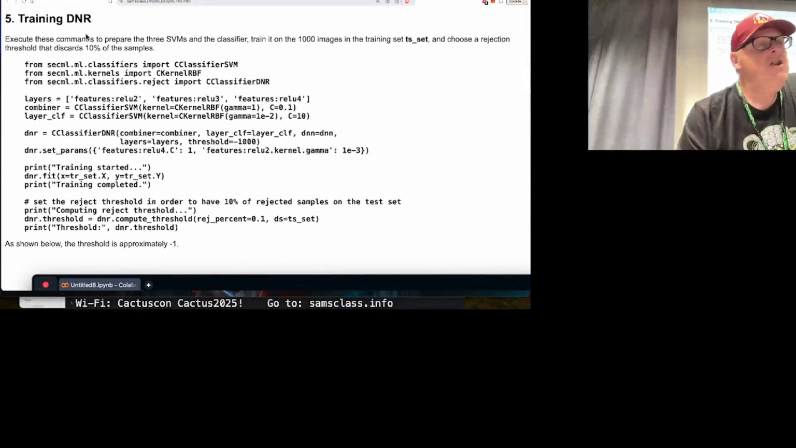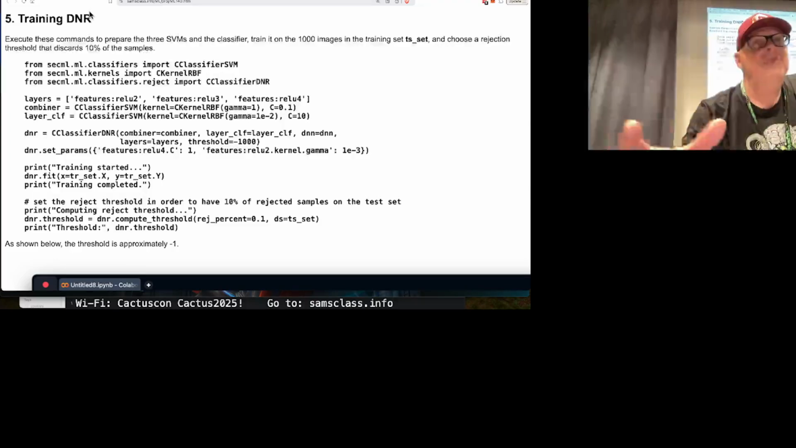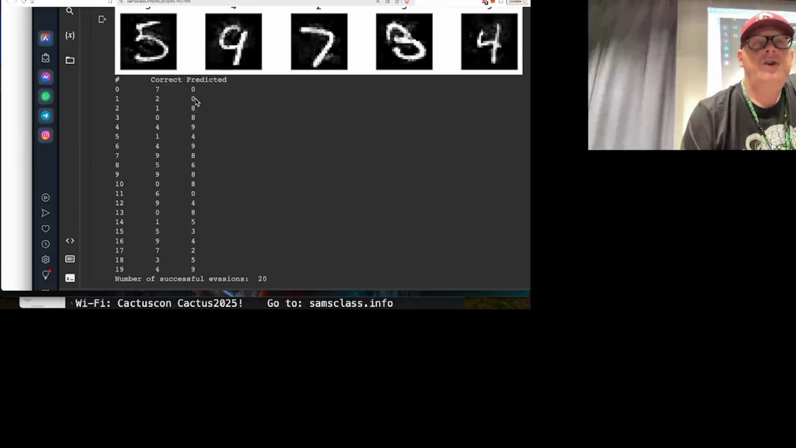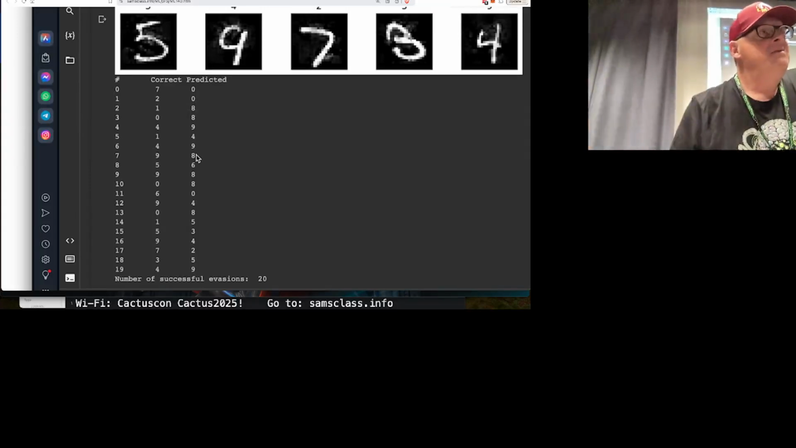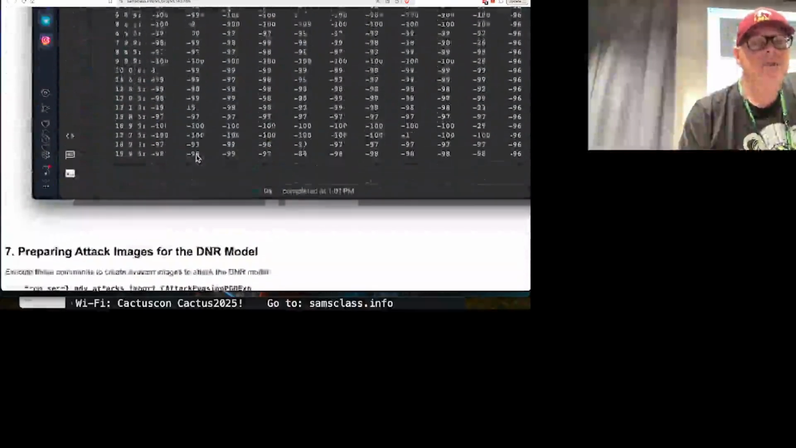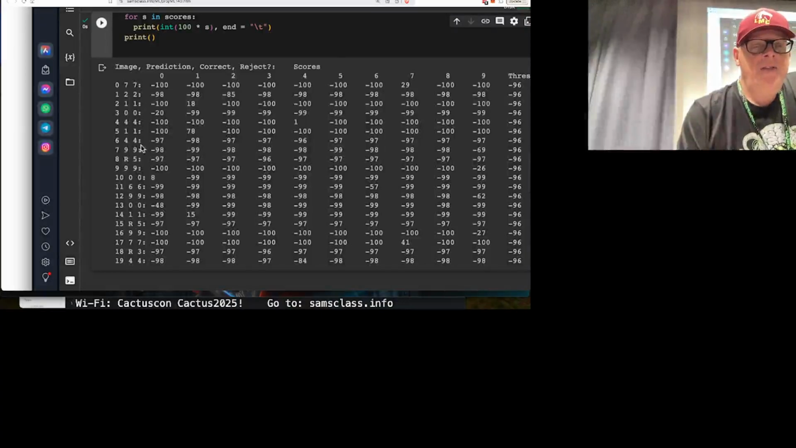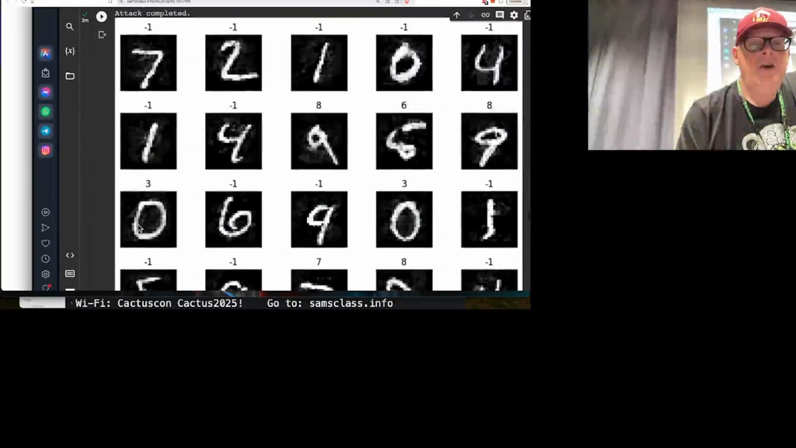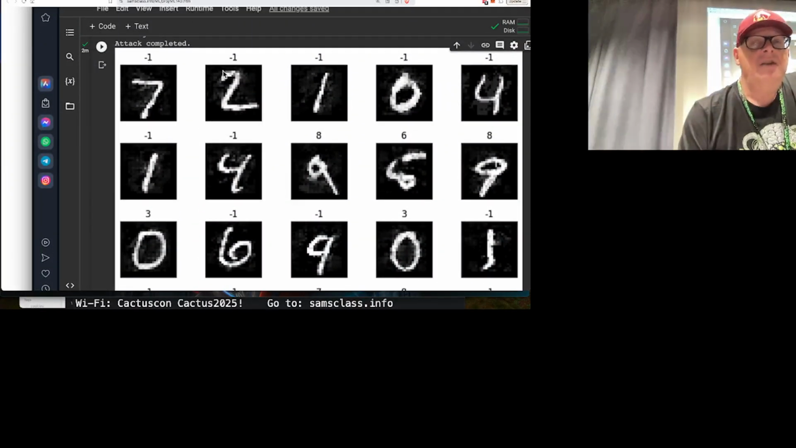Now you train your deep neural rejection, which measures parameters and throws away the outliers. Now, in addition to calculating a prediction between 0 and 9, it's allowed to say, I refuse to use this image. This image looks funny. That's going to be a -1. And now, after you train that deep neural rejector, that's what it does. There's an R here. It rejects some of the images. So you prepare attack images for it, and now you'll see -1 means, I know this image looks funny, I'm not going to categorize it.